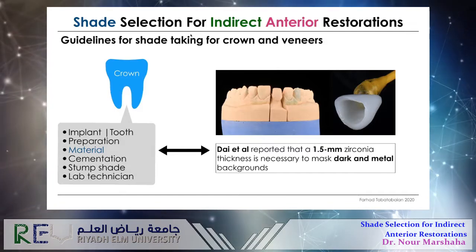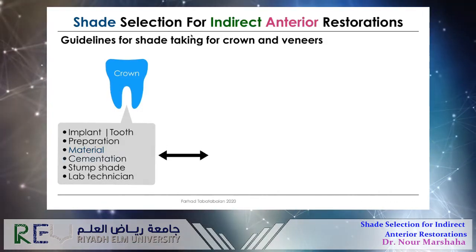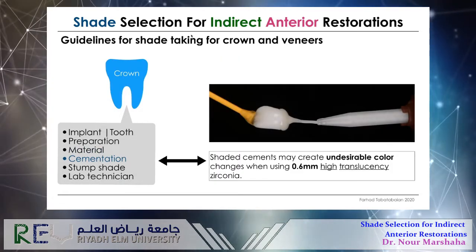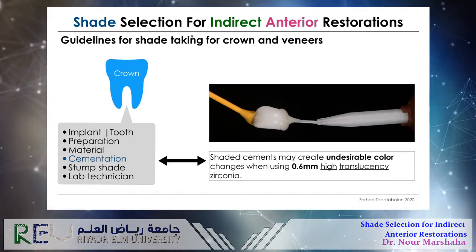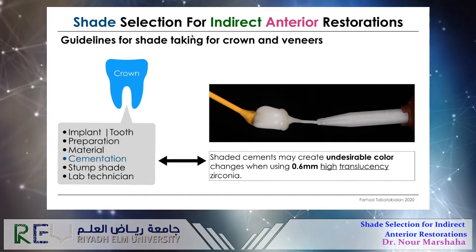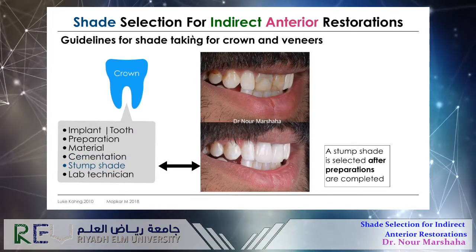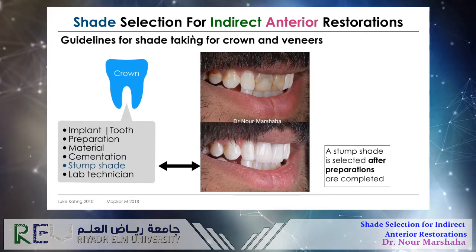Dye reported that 1.5 millimeter zirconia thickness is necessary to mask dark and metal backgrounds. Also, shaded cements may create undesirable color when using 0.6 millimeter, especially for high translucency zirconia. Stump shade is selected after preparation is completed.